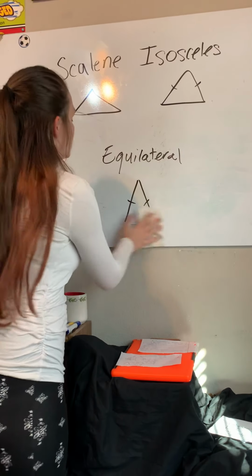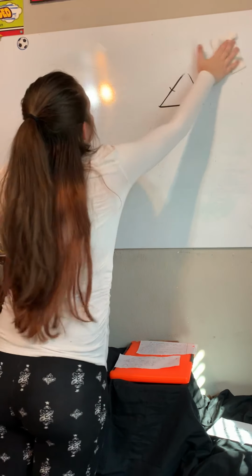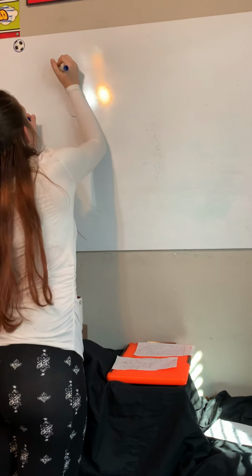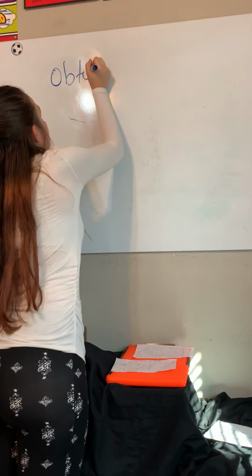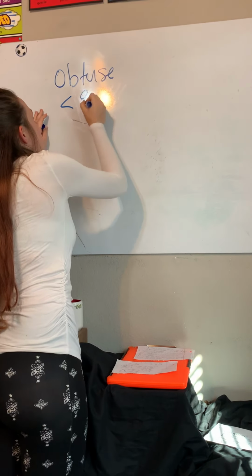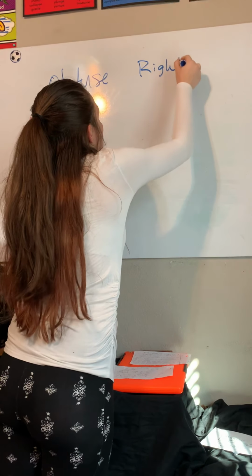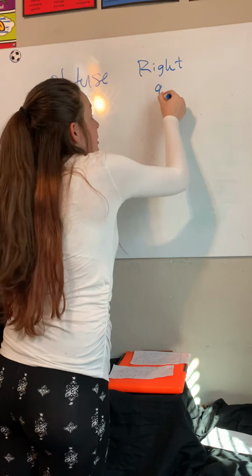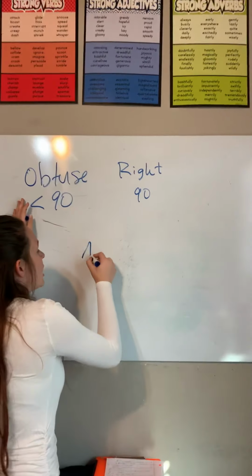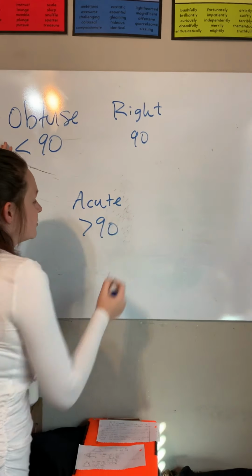And then the angles. So we have an obtuse angle, which is greater than 90 degrees. The right angle, which is exactly 90 degrees. And then the acute angle, which is less than 90 degrees.